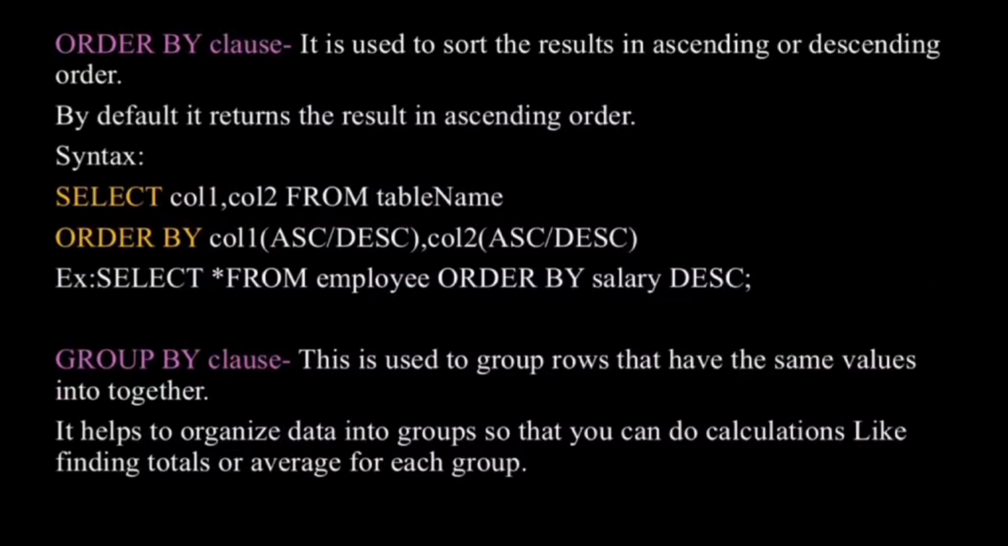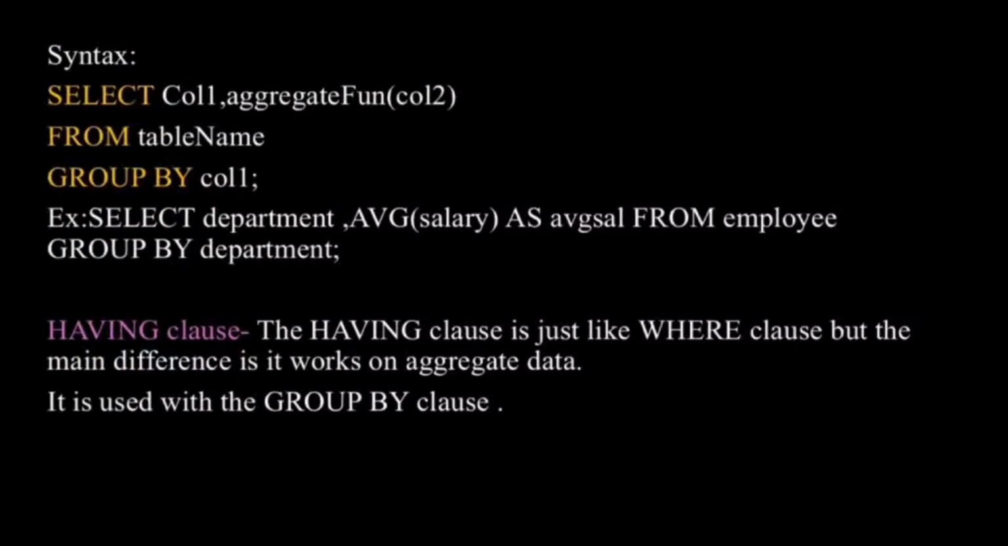Let's discuss the GROUP BY clause. The GROUP BY clause is used to group rows that have the same values in a specified column into summary rows. This is often used with aggregate functions to perform calculations on each group. Let's understand the basic syntax: SELECT column 1, aggregate function of column 2 FROM table name GROUP BY column 1.